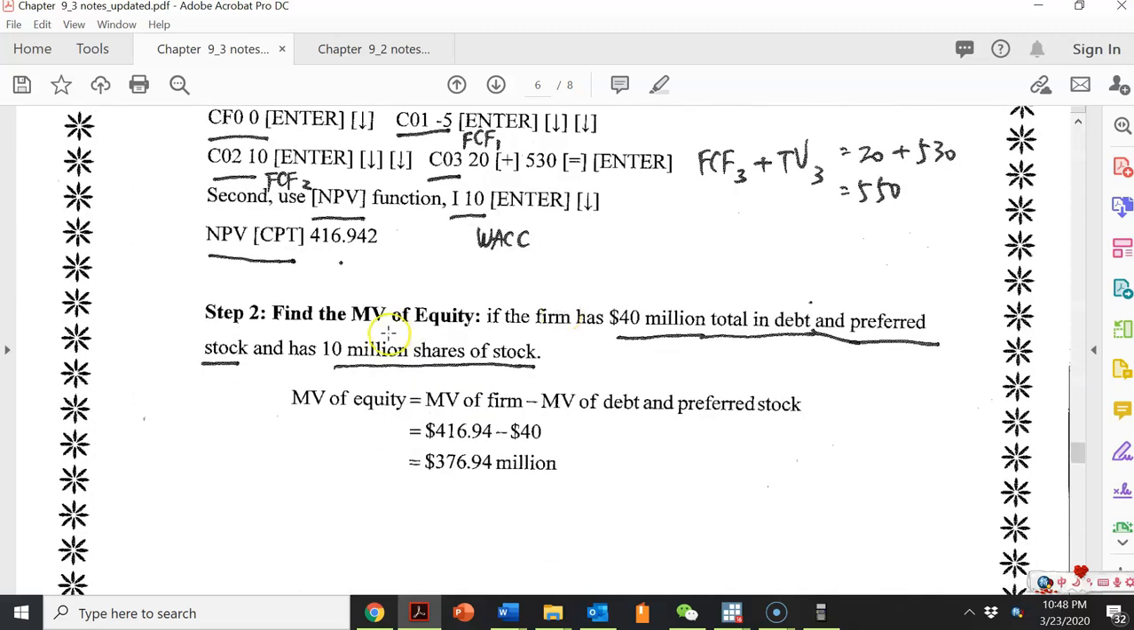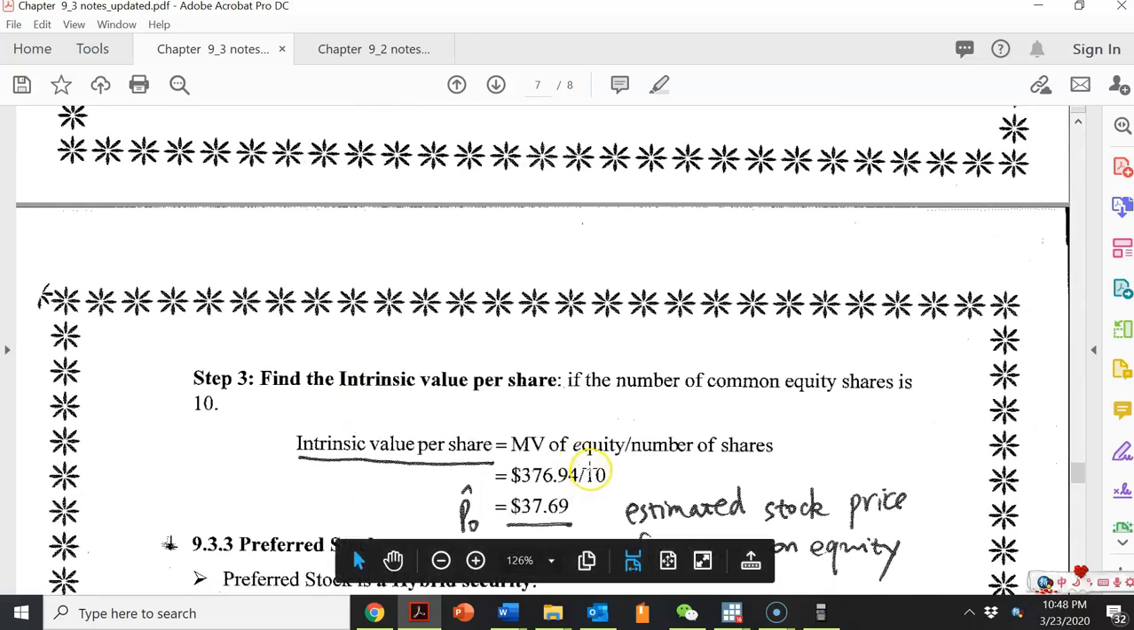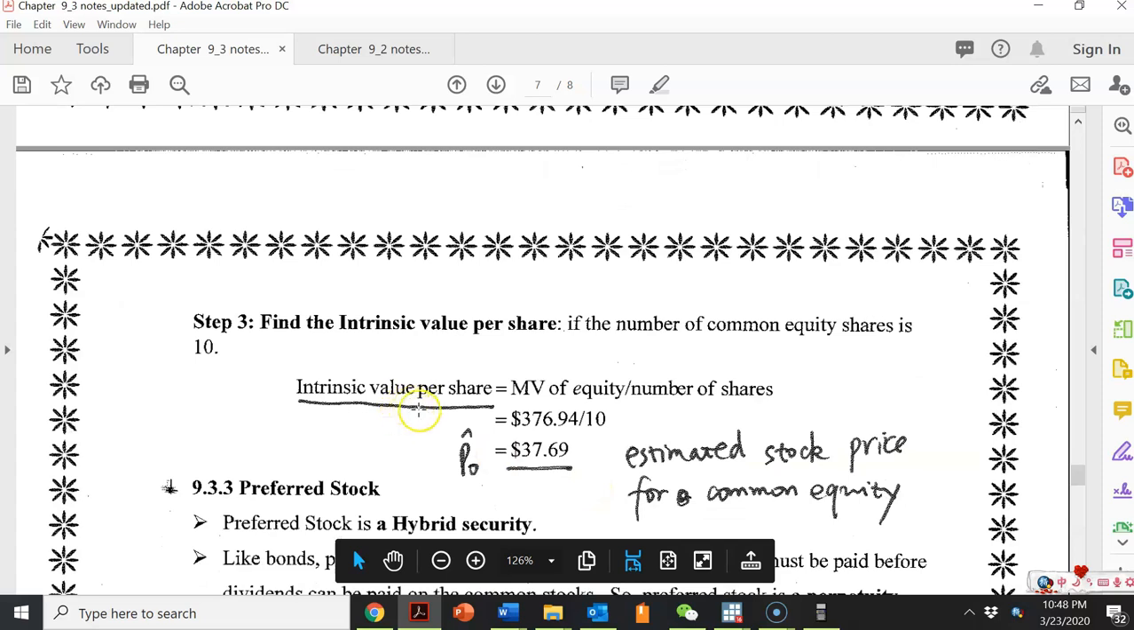Step 2, we can use the firm value that we just solved, 416.94, minus the given, this is given by the question, that the market value of debt and preferred stock is 40 million. Okay, so we have 376.94 million as the market value of equity. It's also given that we have 10 million shares of stock, so we can use the market value of equity divided by the number of shares. 376 divided by 10. So the intrinsic value per share, the stock price, is 37.69.